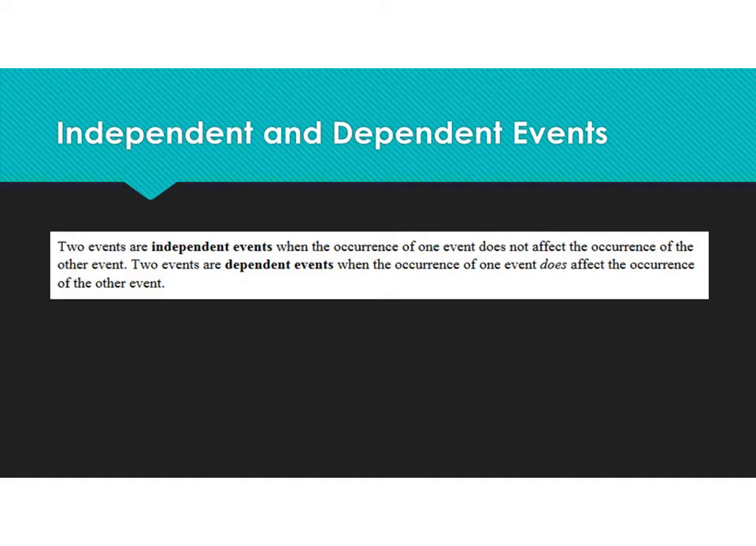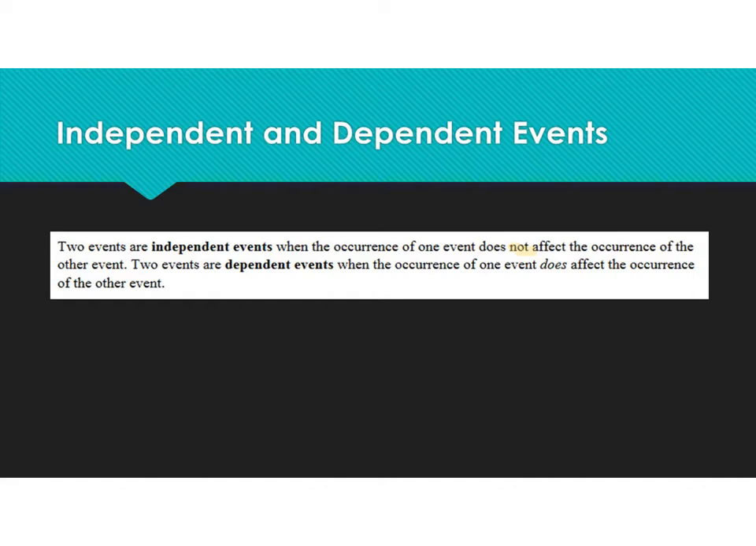The first thing that we need to talk about are independent and dependent events. This says that two events are independent when the occurrence of one event does not affect the occurrence of the other. "Not" is the important word there. An example would be if I draw one card from a deck of cards and then I spin a spinner. Doesn't matter which card I drew, it's not going to affect what I spin on the spinner.